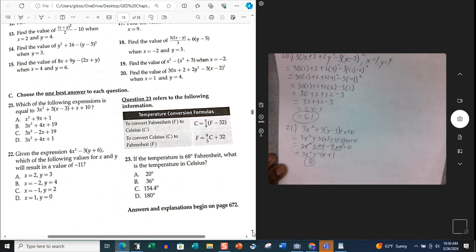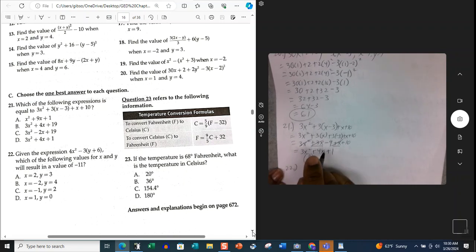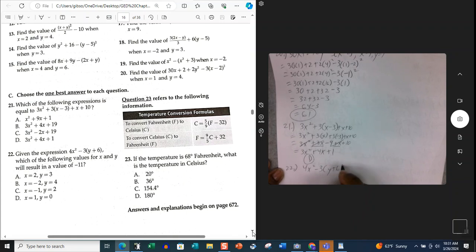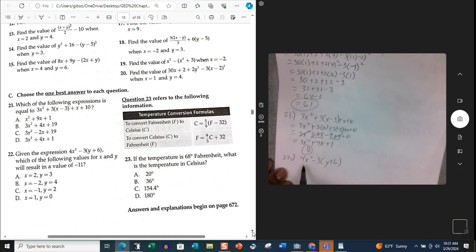Now 22, it says given the expression 4x squared minus 3 times y plus 6, which of the following values for x and y will result in a value of negative 11? All right. So basically what they want us to do here for 22 is play around with this. So we have 4x squared minus 3 times y plus 6. Now, we could go through, let's try A.